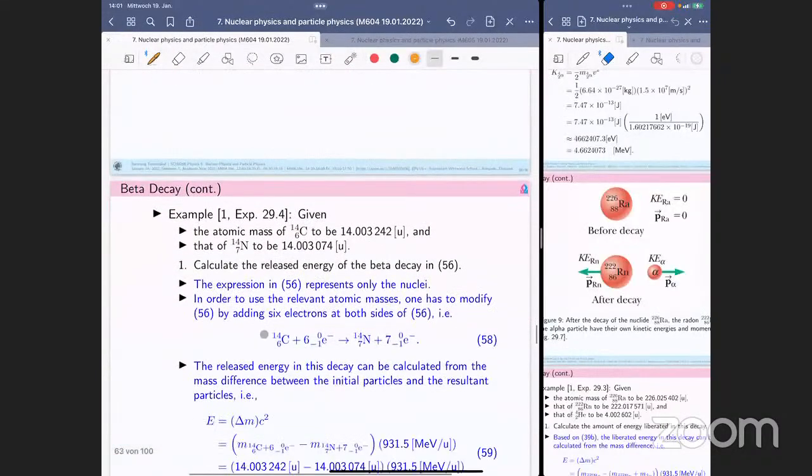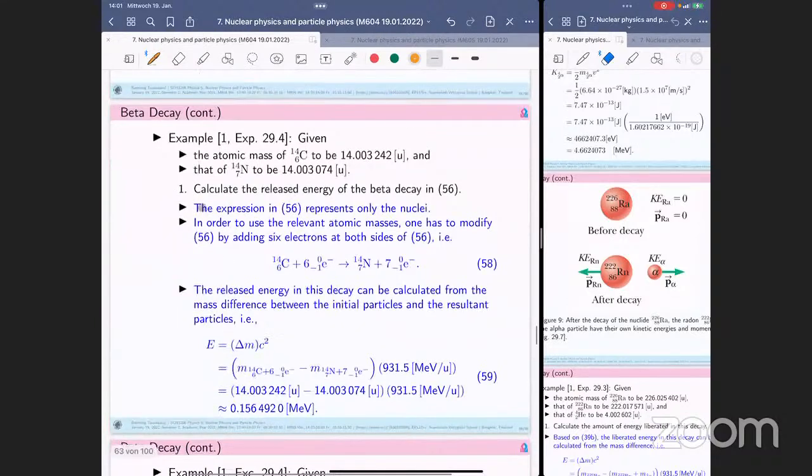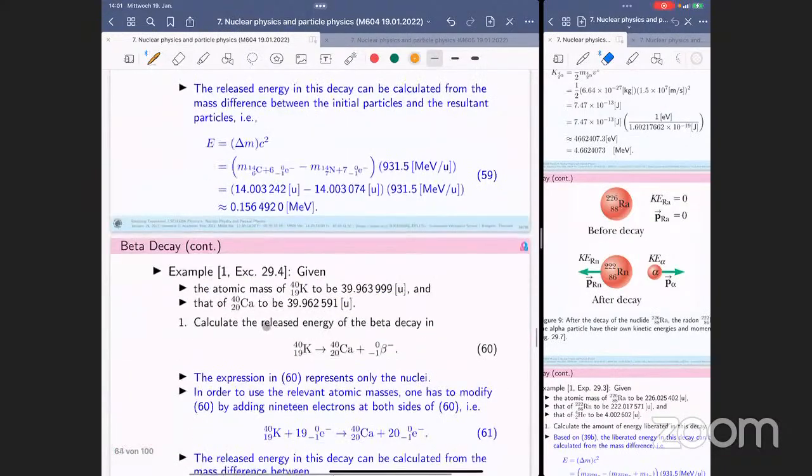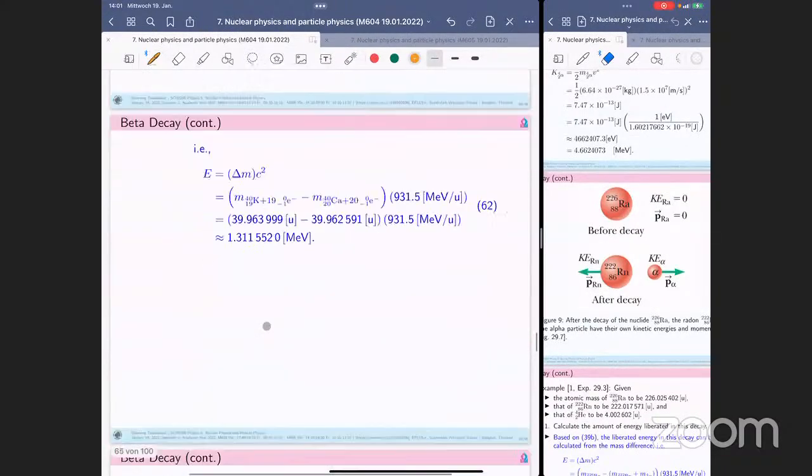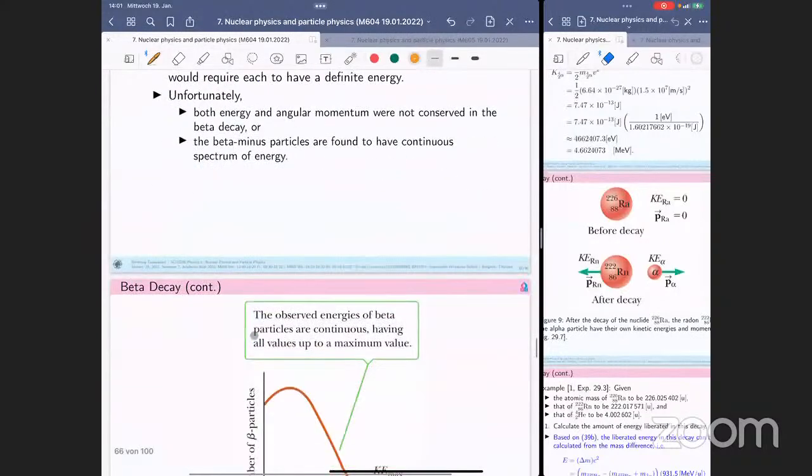We will start the calculation or the example of the beta decay next time, okay, on Friday. Okay, we have 2 examples to make the calculation, and then we finish the beta decay.